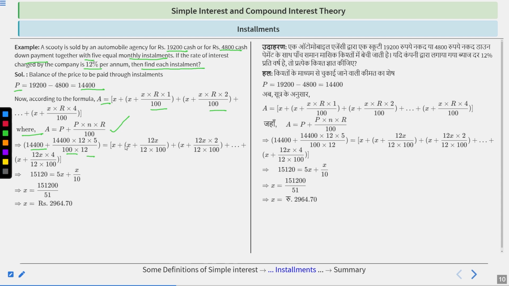So what it becomes, when we solve it, we get x plus, in the bracket, x plus 12x upon 12 multiplied by 100. In the same way next month, x plus 12x multiplying by 2 upon 12 into 100 and so on. In the same way x plus 12x multiplying by 4 upon 12 multiplying by 100. When we calculate it, we get the value 15,120 equals 5x plus x upon 10. So we calculate x equals 1,51,200 upon 51, which becomes 2,964 rupees 70 paise. Clear?